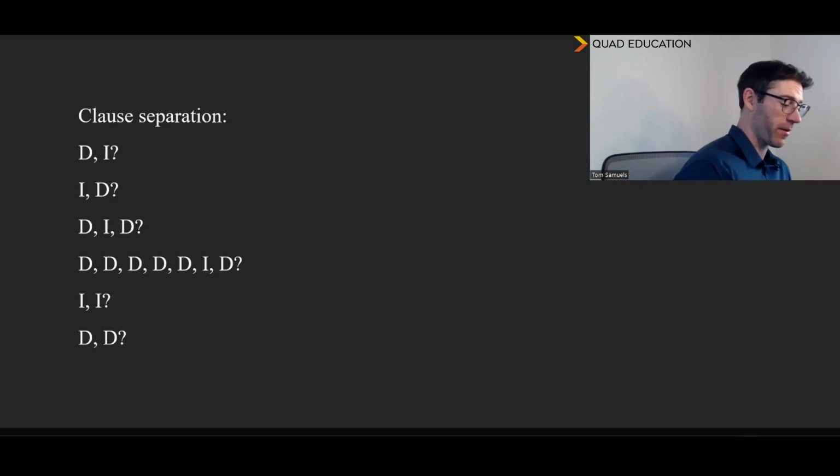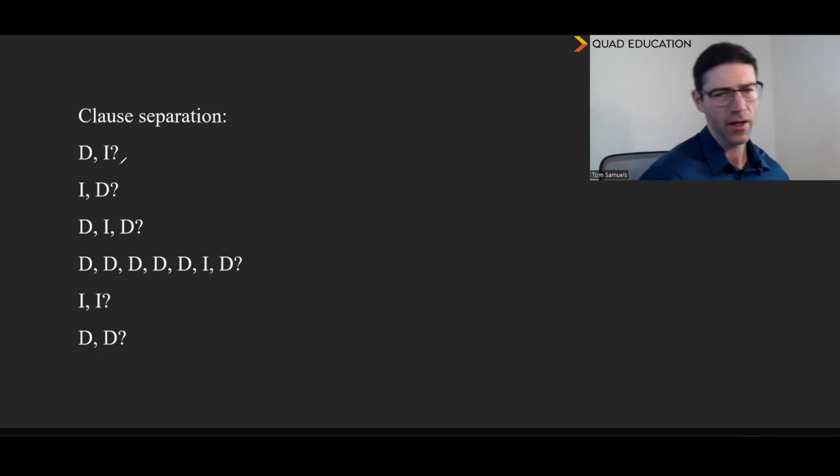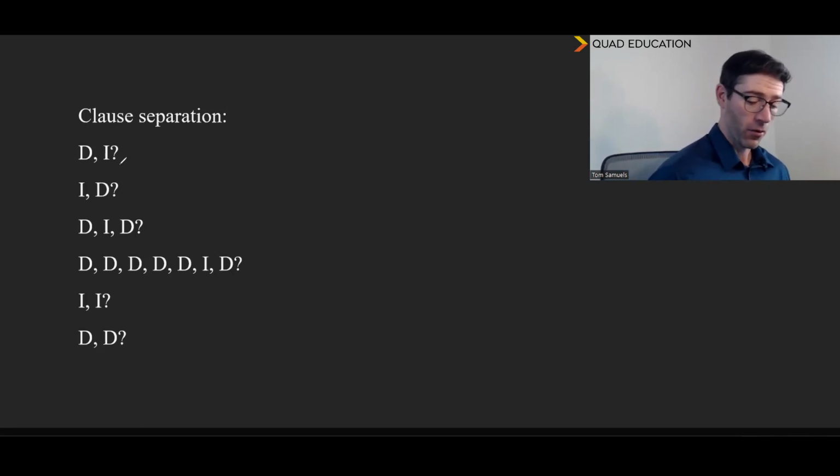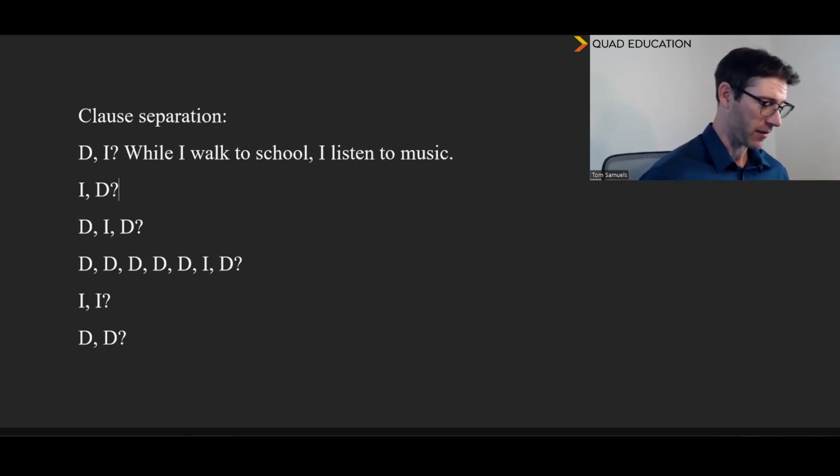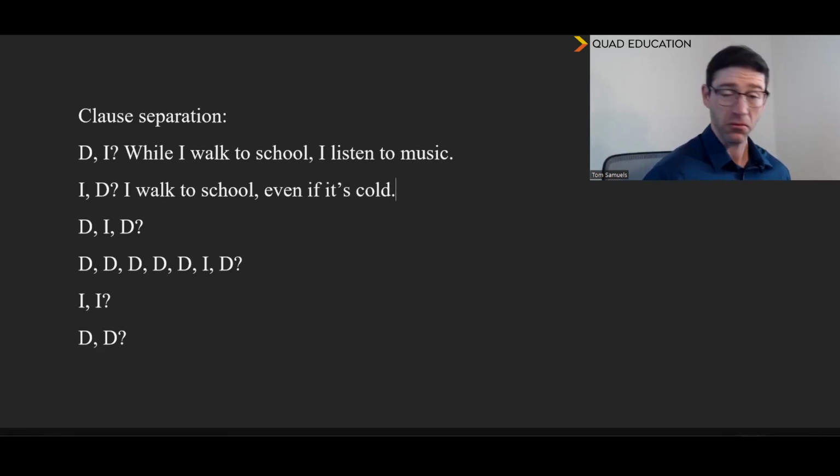The first one here is a dependent clause, a comma, and then an independent clause. Do you think it's okay to have a comma between a dependent clause and an independent clause in a sentence? Well, yes, you can. For example, I'll say, while I walk to school, I listen to music. That's a perfectly acceptable sentence. How about an independent clause, a comma, then a dependent clause? Yes, that's also fine. Something like, I walk to school, even if it's cold. Nothing wrong with that.